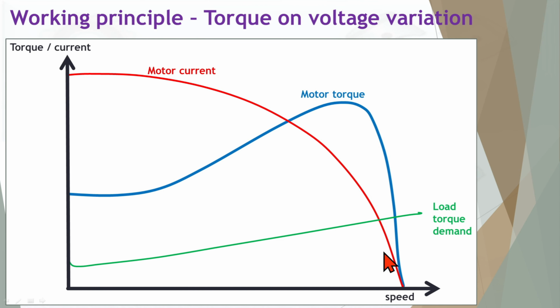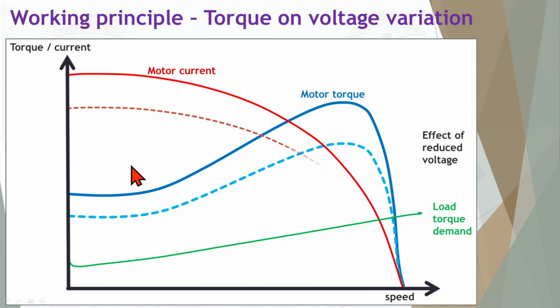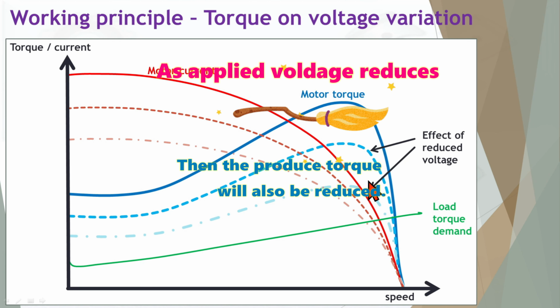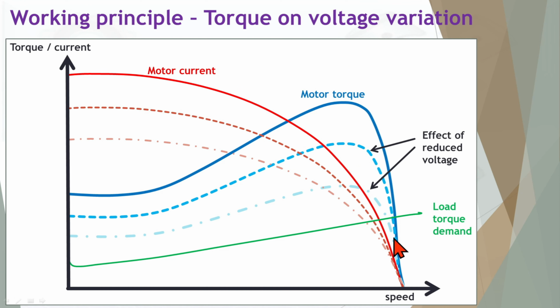Next, we will try to start at a lower, reduced voltage, let's say 380 volts. In that case, your current will be lower, because with less voltage it will draw less current. Because of the lower current, it will not be able to produce the same torque as previously. So the current falls below, and the torque curve also falls below. If it is reduced further, let's say to 300 volts, again it moves further down. So these will be the reduced voltage effects on the torque and motor current.